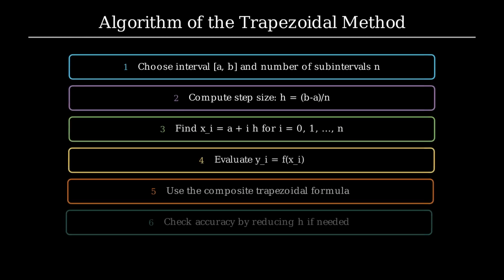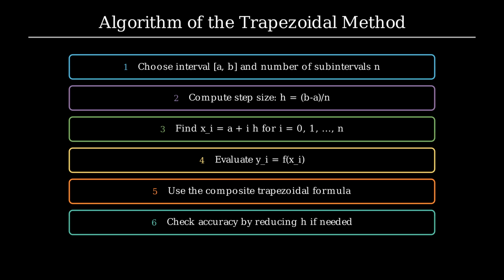The procedure is straightforward. Choose a and b. Choose n. Compute h. Generate the points. Evaluate the function values, and substitute into the composite formula. A useful practical rule is this: if the answer changes noticeably when h is made smaller, the first answer was not accurate enough.